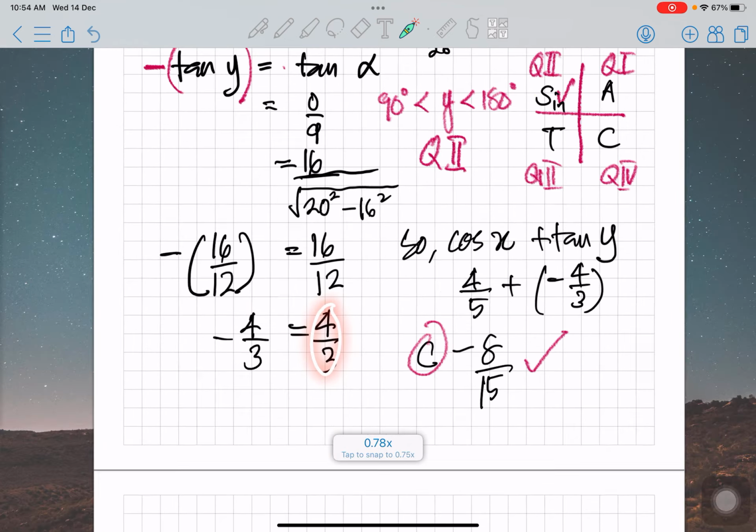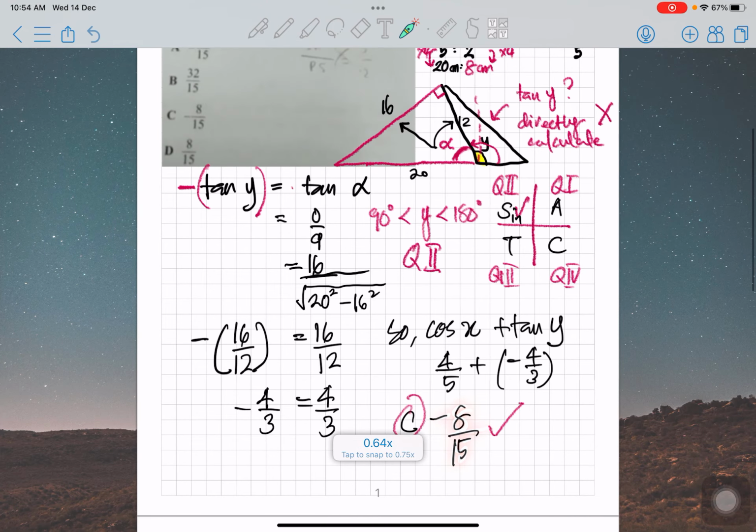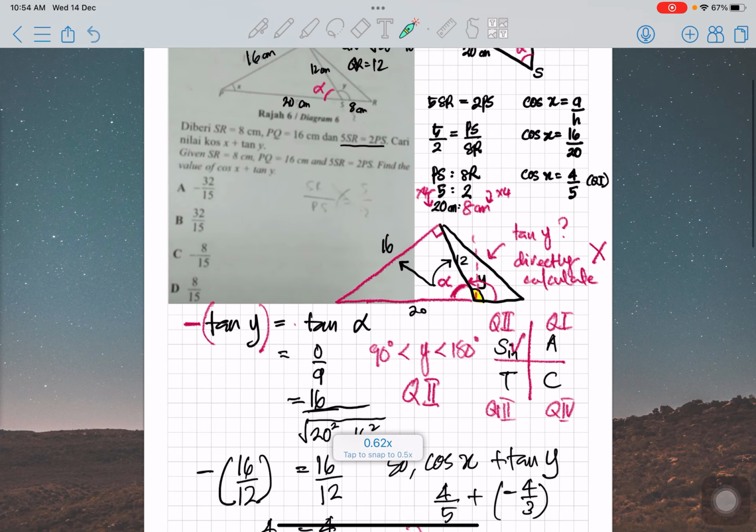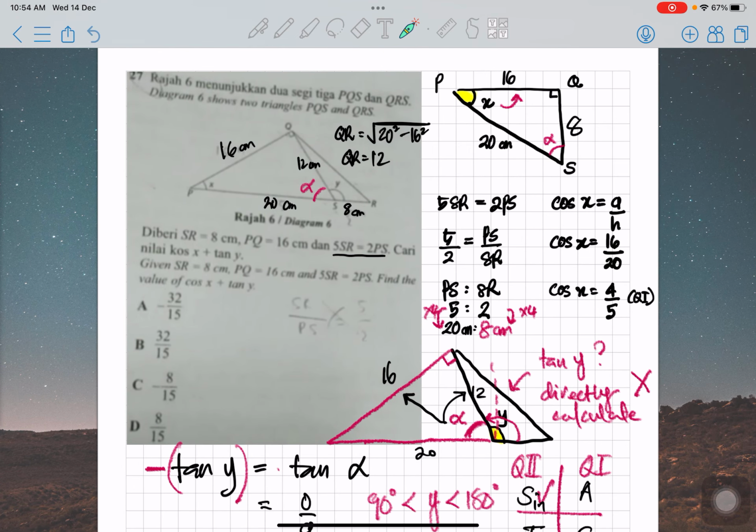Okay, so now we put into the calculation cos F plus tangent Y. So 4 over 5 plus negative 4 over 3, we got negative 8 over 15. So this is how to answer this question. So I hope my explanation helps you to answer this question.